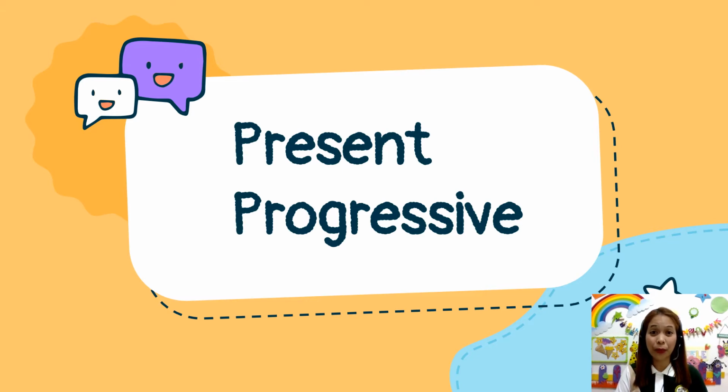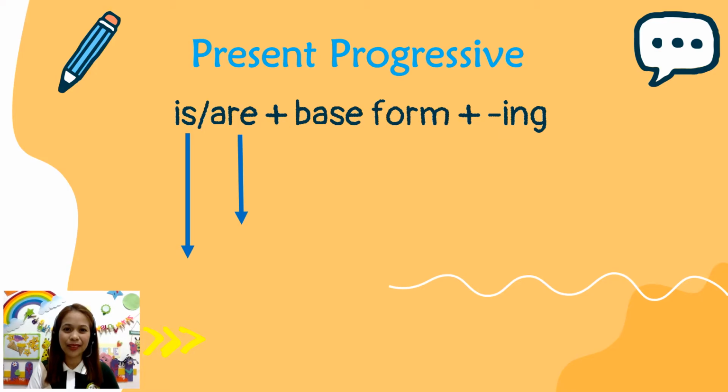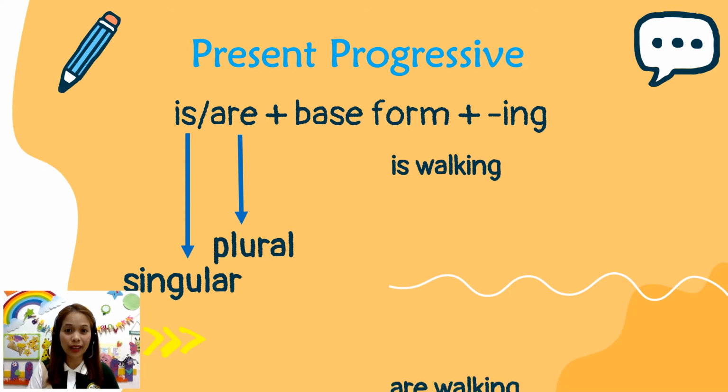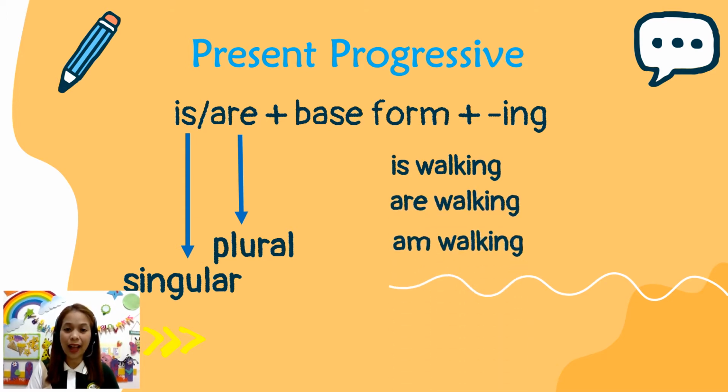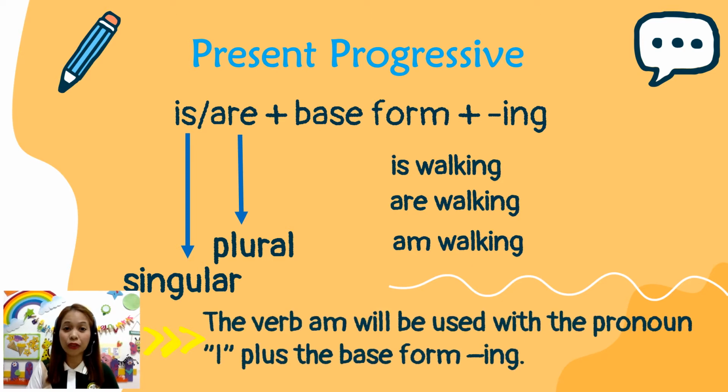Let's learn more about present progressive. Present progressive is formed by following these rules. Use is if the subject is in singular form, and if plural form, use are, plus the base form or ing form of the verb. Example: is walking, are walking, am walking. Do not forget that the verb am will be used with the pronoun I plus the base form ing of the verb. Alright?